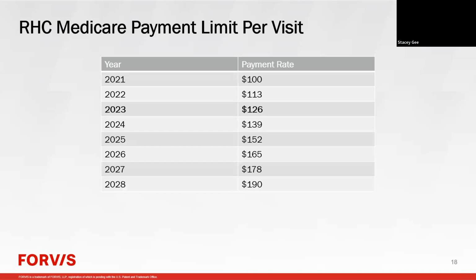Okay, I just wanted to put this up to show you guys kind of where we are today with the RHC AIR payment rate. So you can see it's gone up a little. It will continue to go up, but right now in 2023, we're sitting at $126. That is based on a qualifying visit in Medicare's eye. So these are just the rates and what they're going to look like. By the year 2028, we're going to be sitting at about $190.